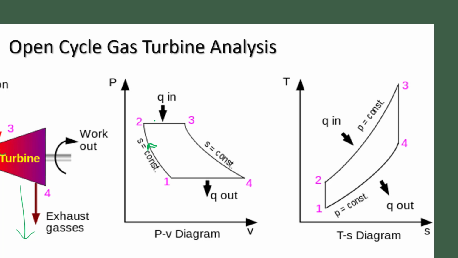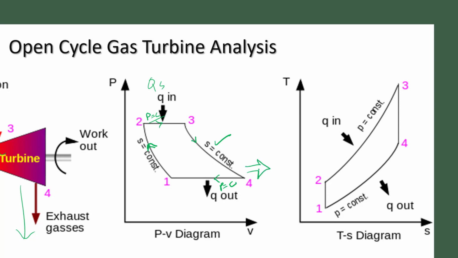If the process is not isentropic, then what to do? Okay, next 2-3 is constant pressure. We can write P equal to C here. Constant pressure heat addition, Q in. We call it QS. Also, we can write Q in. Then again, process 3-4 is S equal to C. That means entropy remains constant, that means isentropic expansion. From the PV diagram, we can see that it is an expansion process. And again, 4 to 1 also takes place at constant pressure, P equal to C.